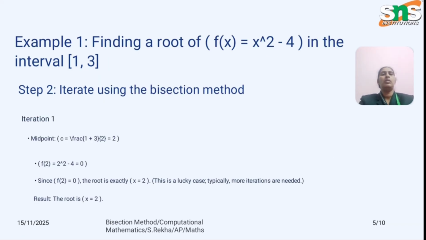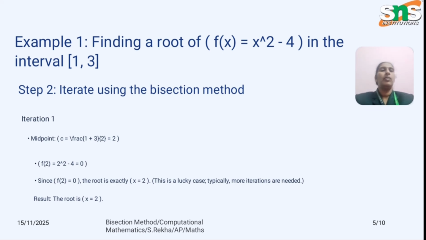Next we are going to substitute in the iterative process, and f of 2 we are going to substitute: 2 square minus 4 equals 0. So here there is no need to adopt the bisection method because the root is found easily as 2. In some cases, the root lies between the values 1 and 2, and we have to adopt the bisection method. But in this problem, luckily there is no need to follow the iterative process. So it may occur in some more cases.